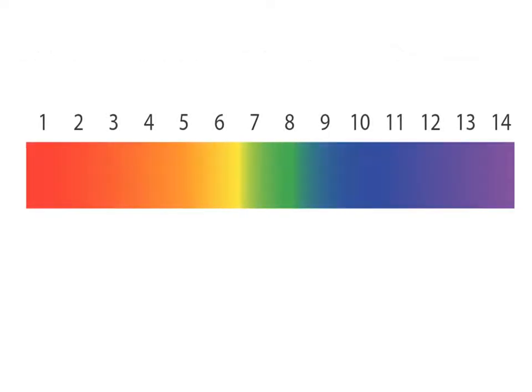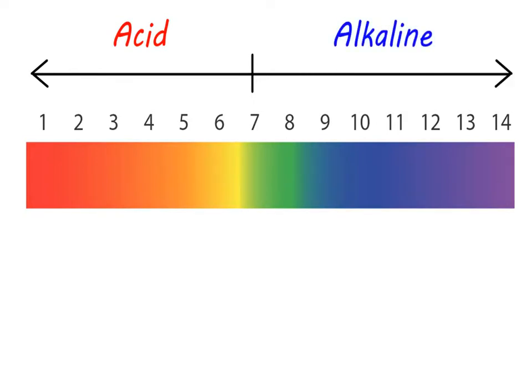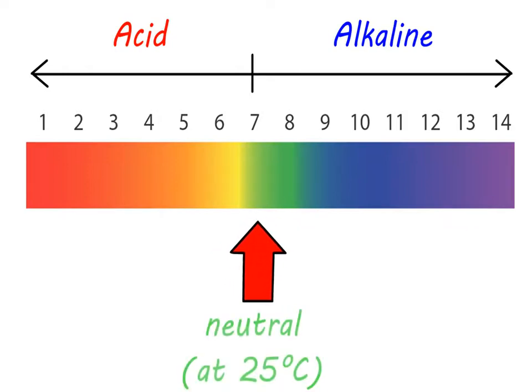At room temperature, pHs of less than 7 are acidic, and those above 7 are alkaline. The precise pH when a solution is neutral, that is, it is neither acid nor alkaline, will vary according to the temperature, but at 25 degrees C, the pH of neutrality is 7.